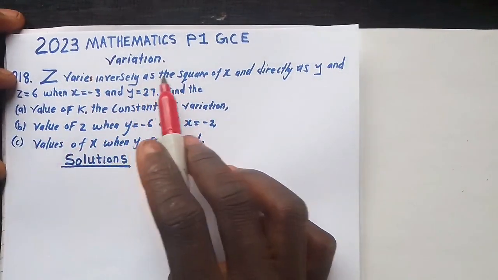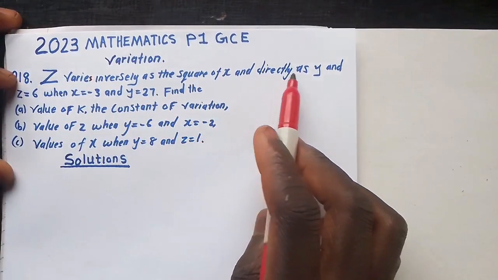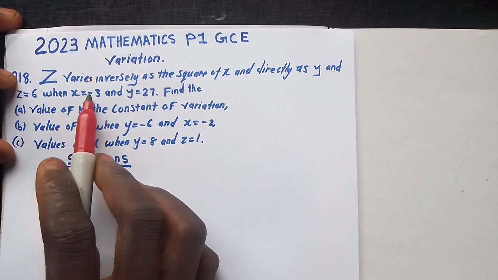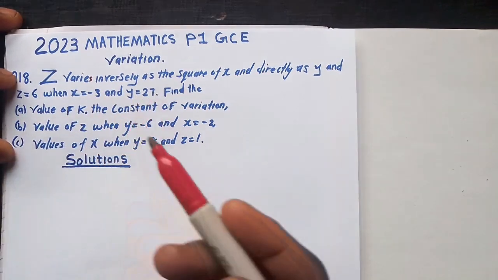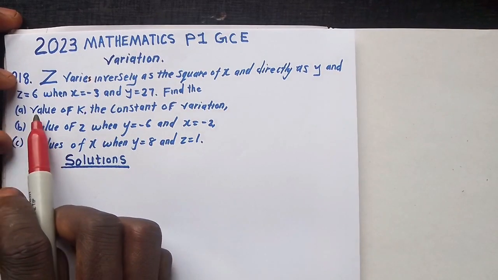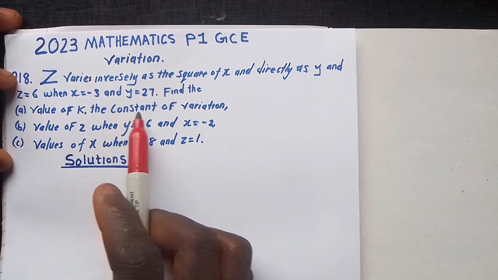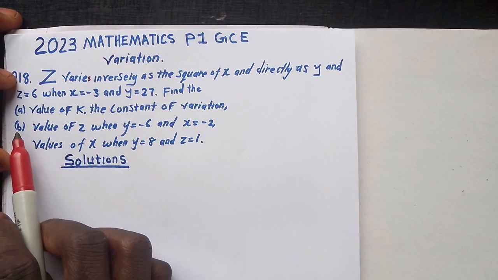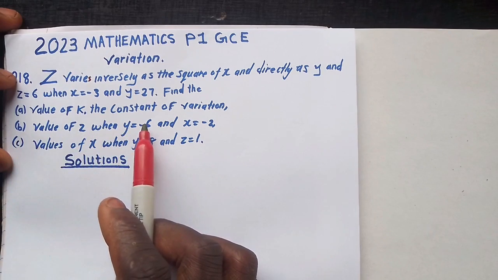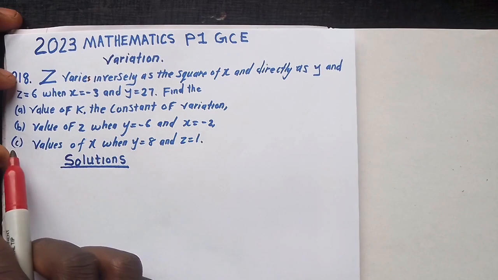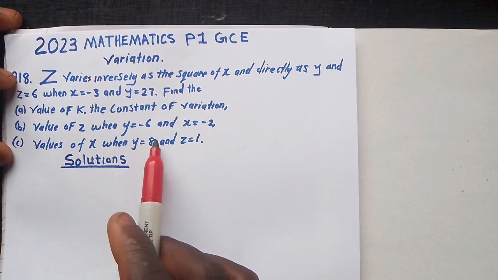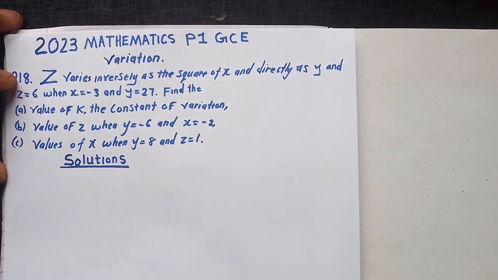inversely as the square of x and directly as y, and z is equal to 6 when x is equal to -3 and y is equal to 27. Find the value of k, which is the constant of variation. Then as for b, the value of z when y is equal to -6 and x is equal to -2. Then the last one, values of x when y is equal to 8 and z is equal to 1.